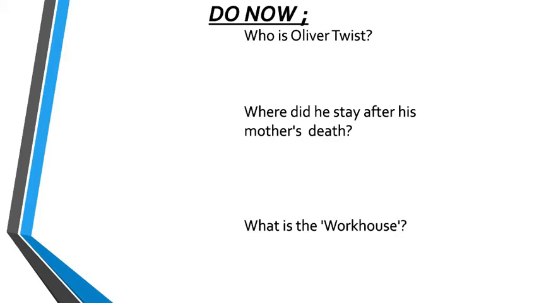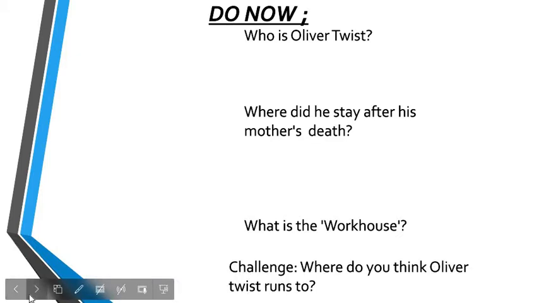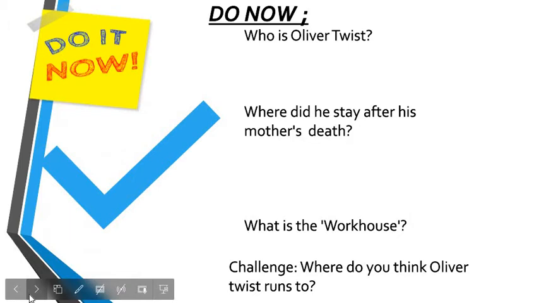Here are the questions. Who is Oliver Twist? Where did he stay after his mother's death? And what is the workhouse? When you finish the do now, you do the challenge. Where do you think Oliver Twist runs to? You have about 2 minutes. We should get on with this real quick because by now we should know it. This is the challenge extension. Normally in the challenge we do a big paragraph, write what you think, and I give you 2 minutes, and then off you go.